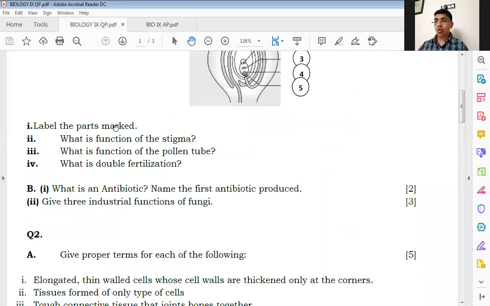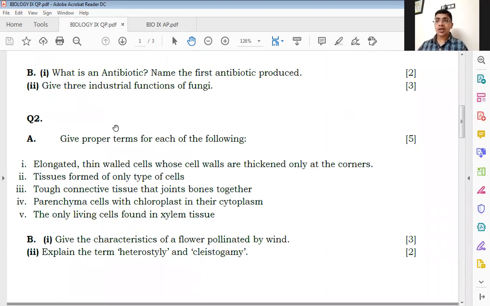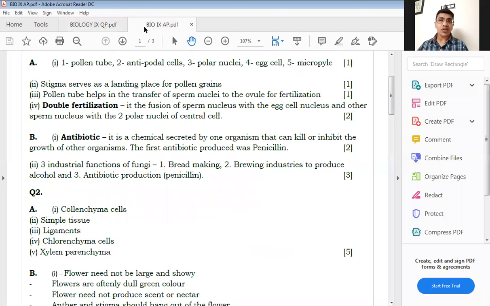Let's now go to question number 2A. Here they have asked certain questions and we are supposed to give proper terms for each of the following. Let's start with the first one: elongated, thin-walled cells whose cell walls are thickened only at the corners. This is a type of tissue seen in plants, known as collenchyma, right? So collenchyma is what we are supposed to answer there.